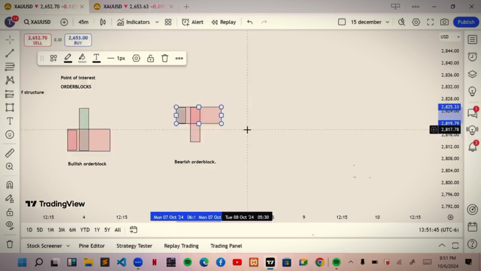Now, most people will also ask, because I already know what's in your mind, what if there are wicks in the order block? How do you pick an order block if there are wicks in the order block?